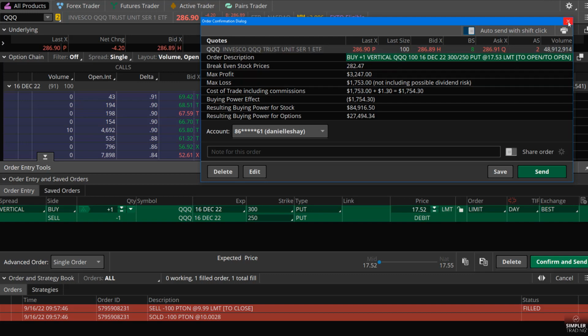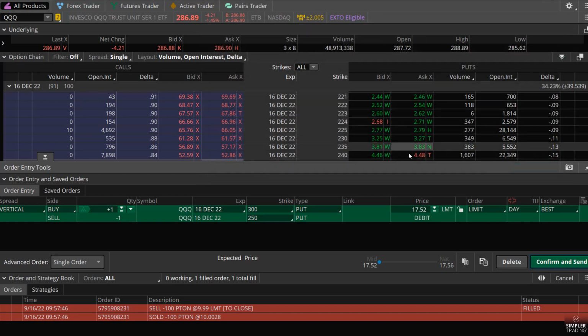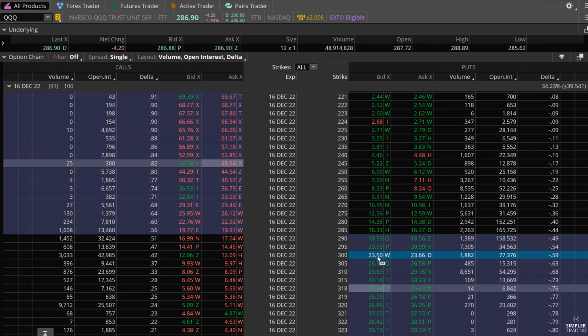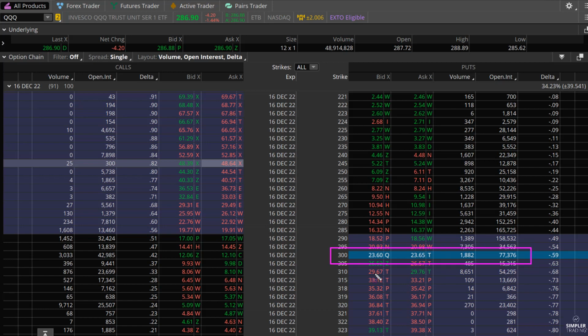Let's say that you didn't want to set up a spread and you just wanted to buy the puts. You're like, you know what? The spreads are way too complicated. If you just bought the put, the put is going to cost you about $23.60. So $2,360 for just the put.